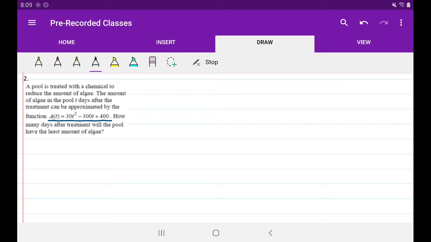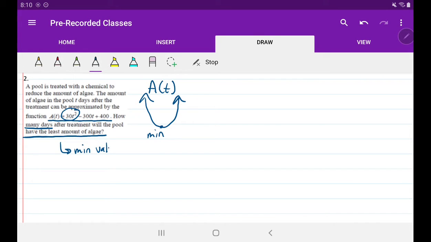Okay, so what they're asking for in this problem, well, first off, if we have A of t, this function here to model the amount of algae, if you were to picture this and graph it, you can see that your a term is positive, right? Your a term is this 30t squared. So that's going to be positive, so that means we're going to open up, so our vertex is going to be a min. And so the next part of this is they asked us when we have the least amount of algae, and so least amount of algae, that's going to be the min value.